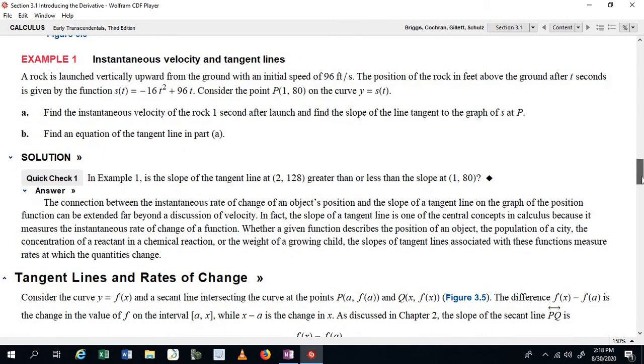So let's look at example 1. In example 1, a rock is launched vertically upward from the ground with an initial speed of 96 feet per second. The position of the rock in feet above the ground after t seconds is given by this position function. And we're supposed to find the instantaneous velocity of the rock 1 second after launch, and then find the slope of the line tangent to the graph of the position function right at the point P, where P is this point (1, 80). And then after that, we're supposed to find an equation of the tangent line.